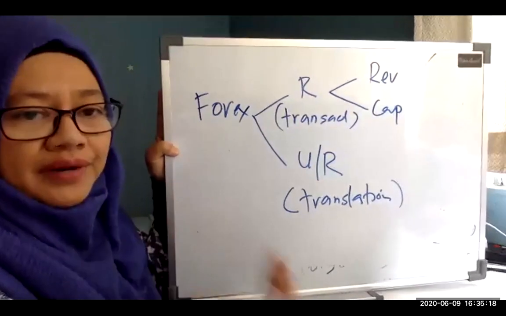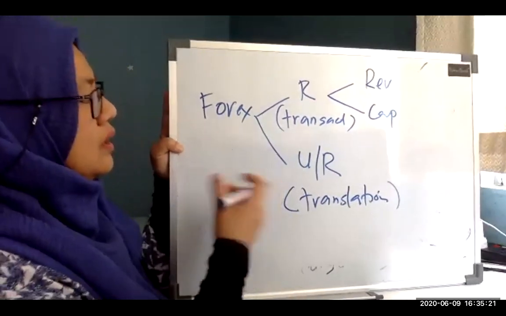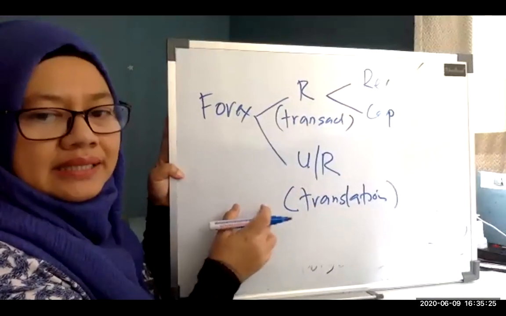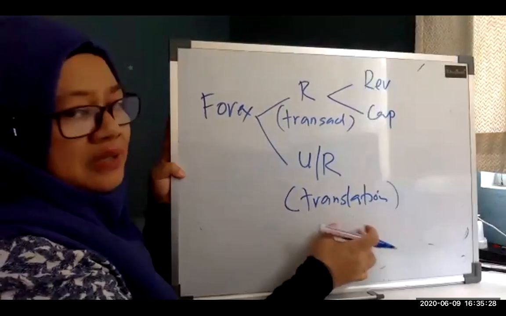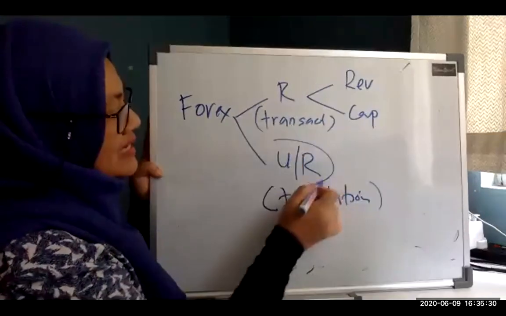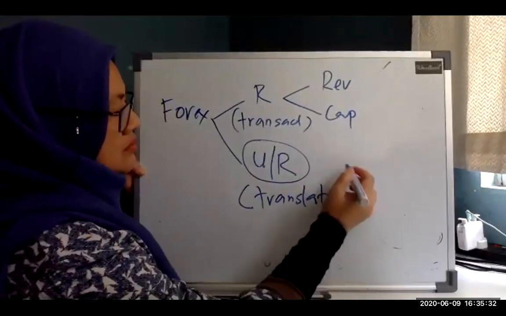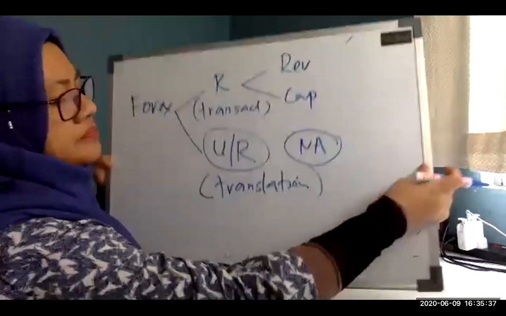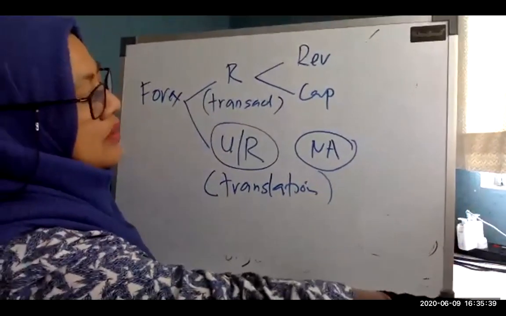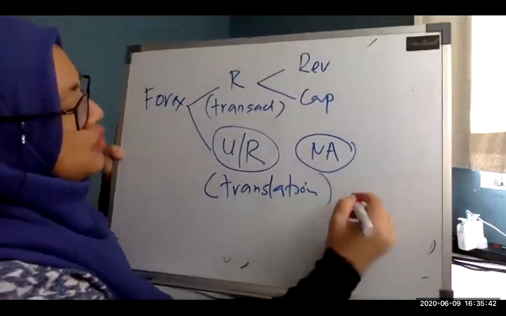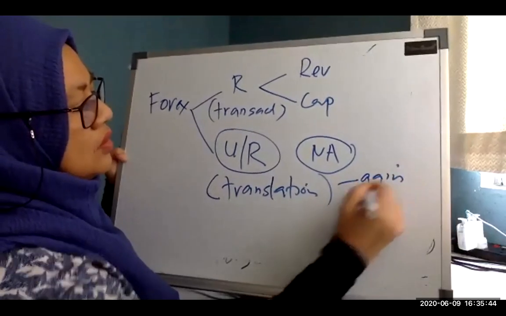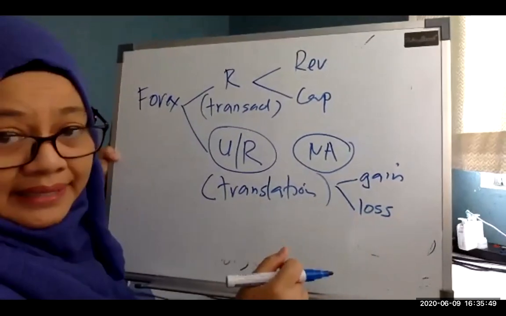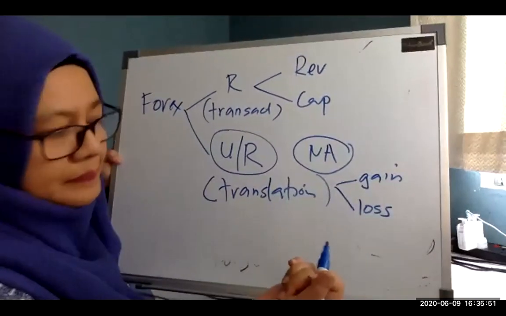Kalau dia ada any forex exposure, dia kena tengok. At the end of the day, book value dia, right? Is it a gain or loss on the forex? So this one is a translation. Bila whenever you have a translation, it's not allowed. Right? The expenses is not allowed. Tapi you kena ingat, bila sebelum not allowed ni, you kena ingat the forex ni it could be gain or loss, isn't it? So bila loss is an expense, bila gain is a gain, is an income, right?